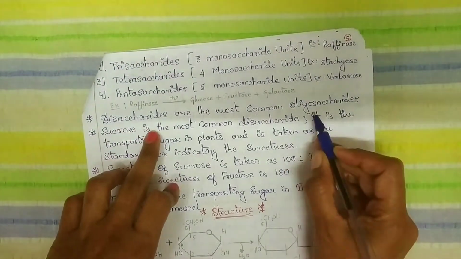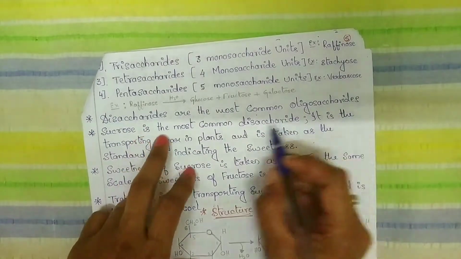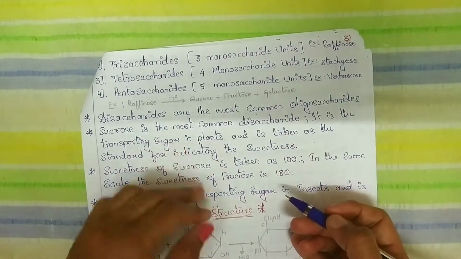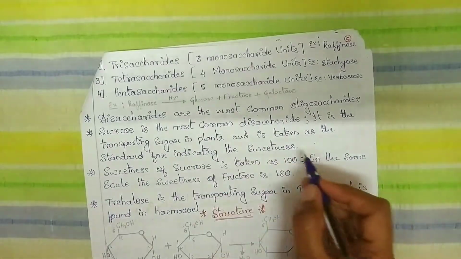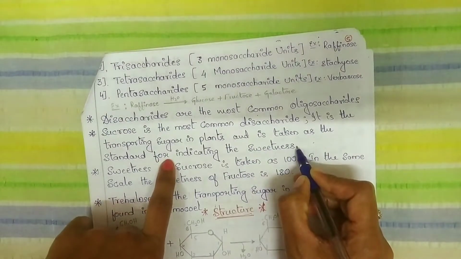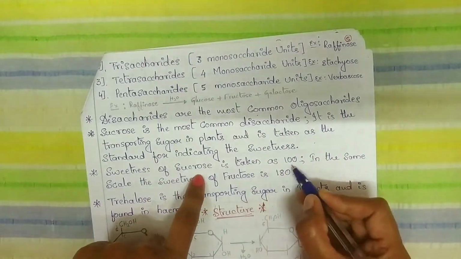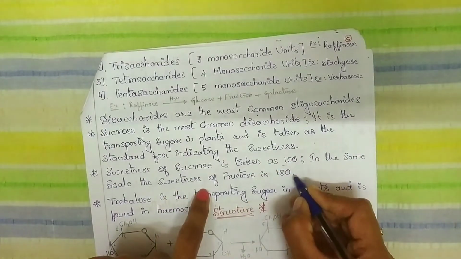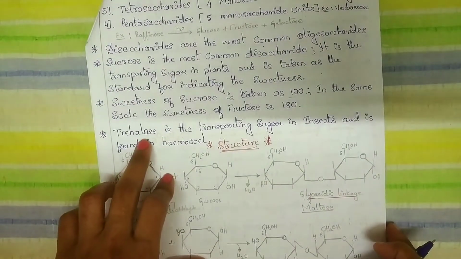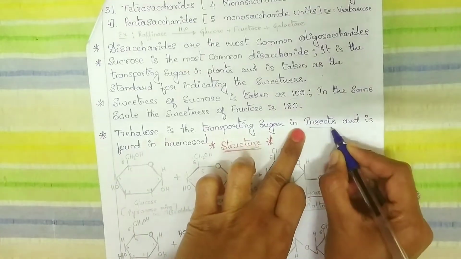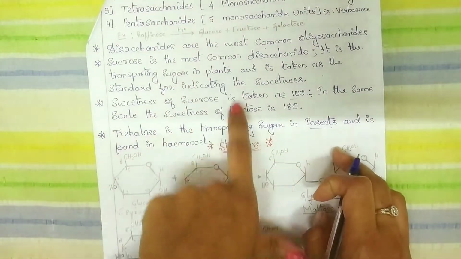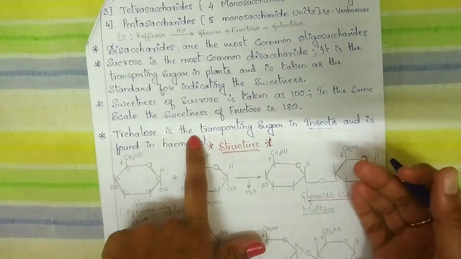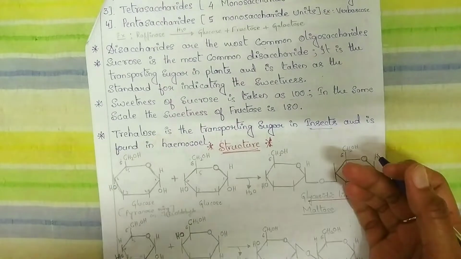We will learn more points on disaccharides here. The disaccharides are the most common oligosaccharides. Sucrose is the most common disaccharide, and it is the transporting sugar in plants. You have to remember this point, it is very important. It is taken as a standard for indicating sweetness, and the sweetness of sucrose is taken as 100, and on the same scale the sweetness of fructose is 180. And one more carbohydrate, that is trehalose. It is the transporting sugar in insects, and it is found in the hemocoel of insects. Remember, these are examination points, and in competitive exams they will ask these questions.